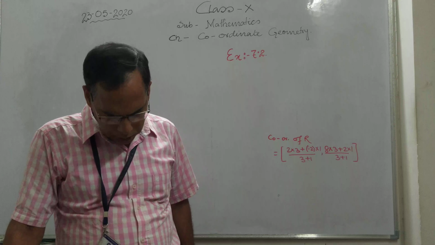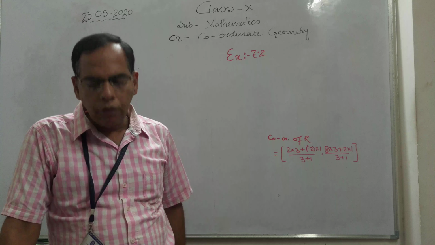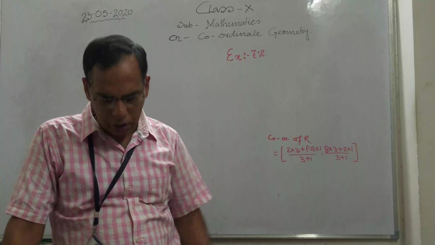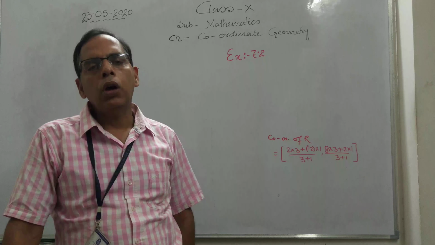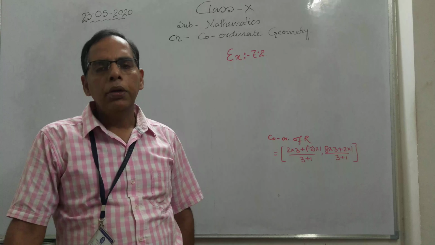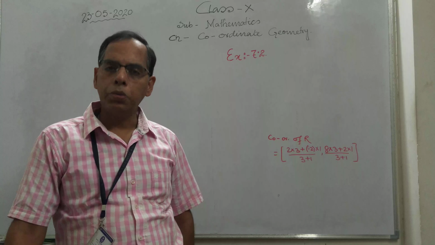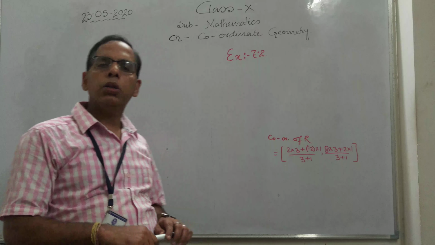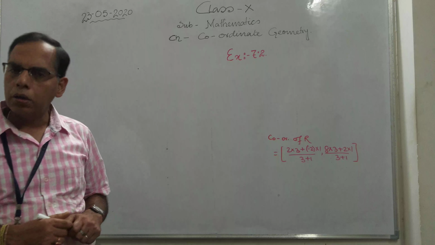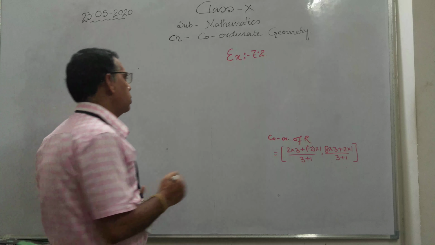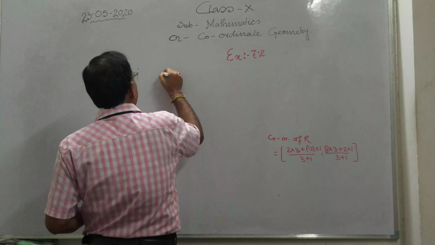Question number 10 is to find the area of the rhombus, and hints are already given, because for the area of the rhombus we know the formula: half into d1 into d2. d1 means diagonal 1, and d2 is diagonal 2. So, question number 10.